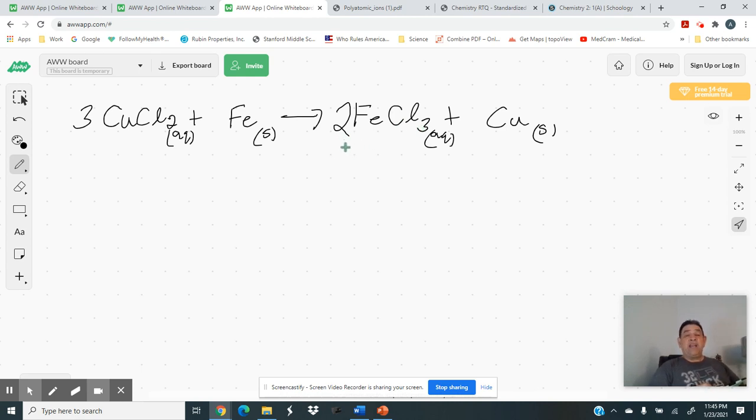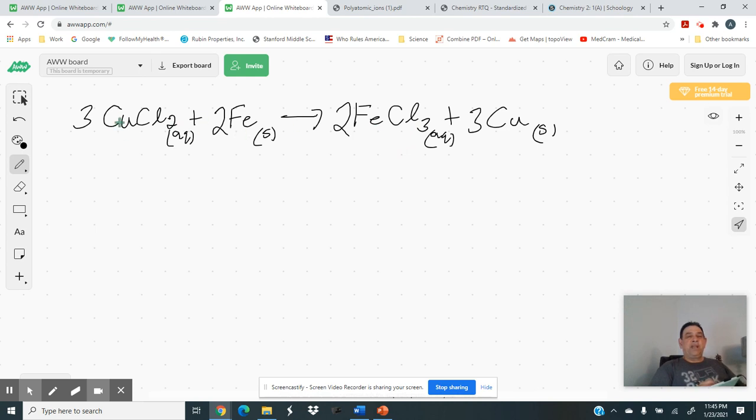We unbalance the irons and the coppers, but they're pretty easy to balance because they're by themselves. Since we had 3 CuCl2, we need 3 Cu's over here, so that there are 3 coppers on each side. And since we had 2 FeCl3s, we're going to need a 2 in front of the Fe on the left, so that we end up with the same number of Fe's. Now it's balanced.